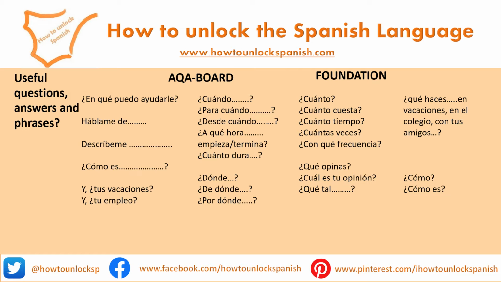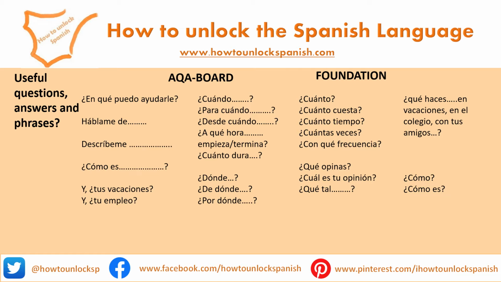So let's see questions and answers, phrases that are going to be helpful during those 5 interactions with your teacher. When the teacher starts, he or she will say something like, now we are going to start with the role play. In Spanish would be something like, vamos a empezar con el role play, or esto es el role play, or primero el role play. Then he or she will ask maybe something like, ¿en qué puedo ayudarle? How can I help you? I've seen this in many roleplay cards. ¿En qué puedo ayudarle? How can I help you?